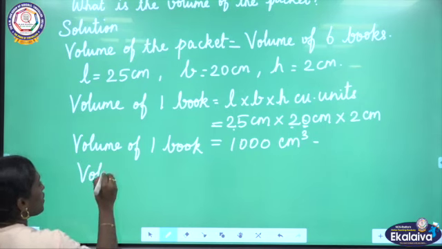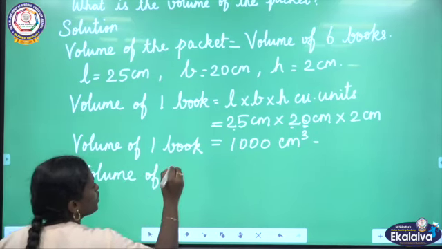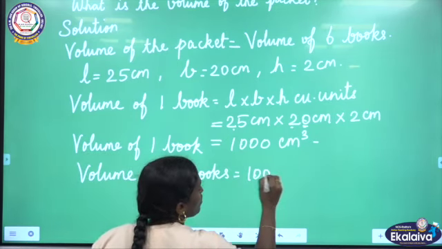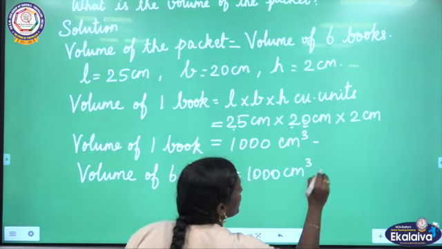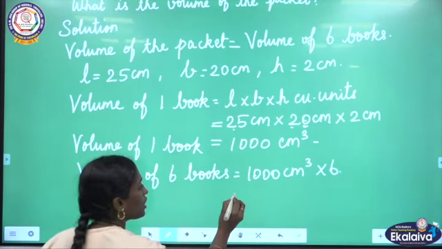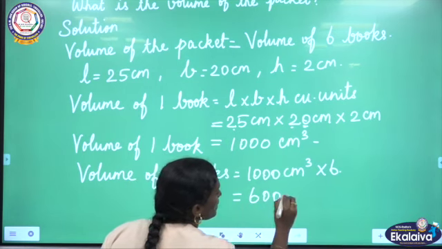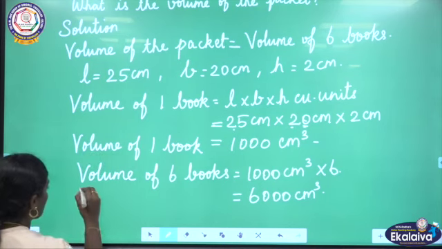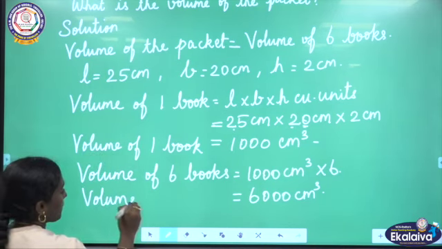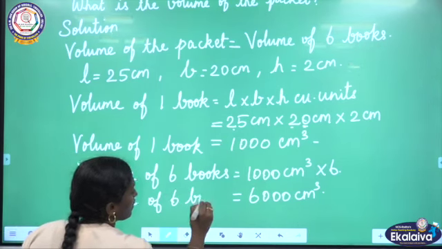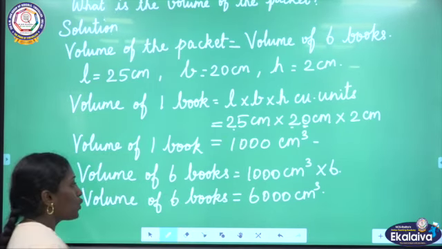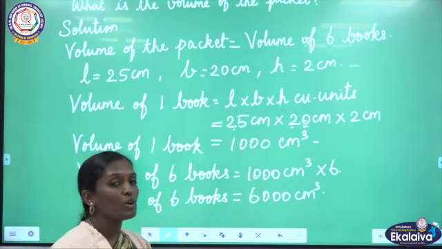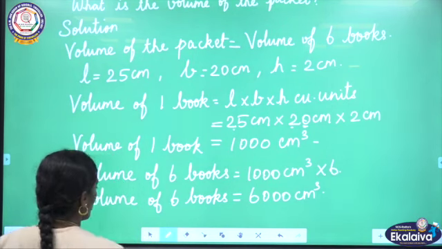Now we are going to find the volume of 6 books, is equal to 1000 centimeter cube into 6. 6 into 1000 we will get 6000 centimeter cube. This is the volume of 6 books. Already I told you volume of 6 books is equal to volume of the packet. So the volume of the packet is 6000 centimeter cube.